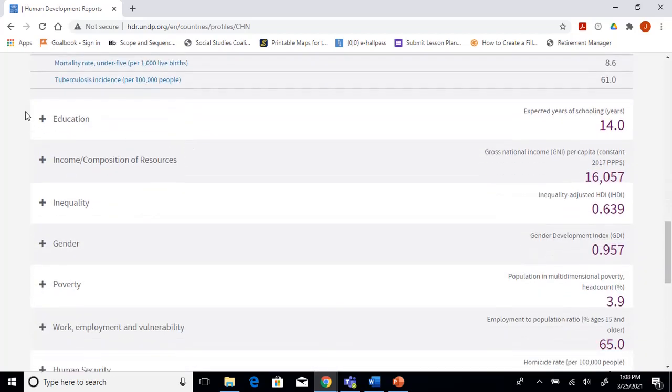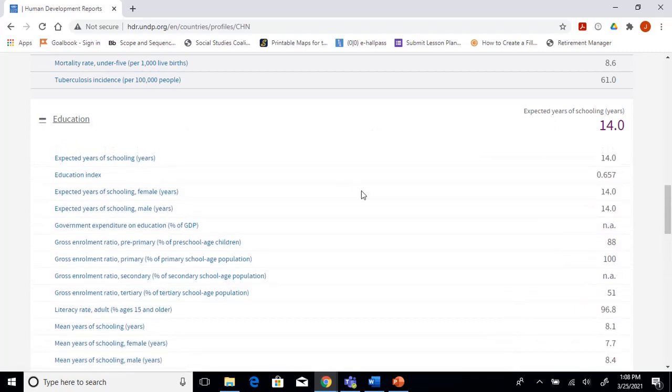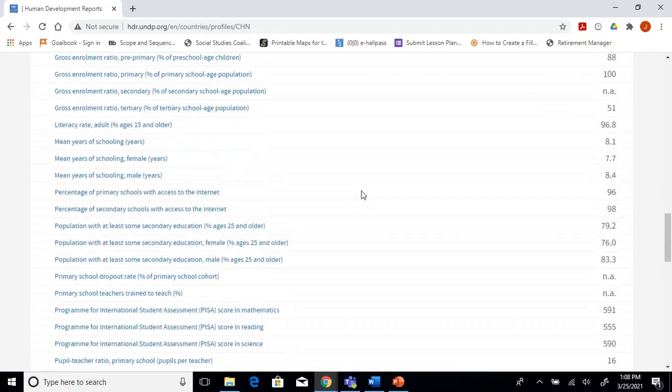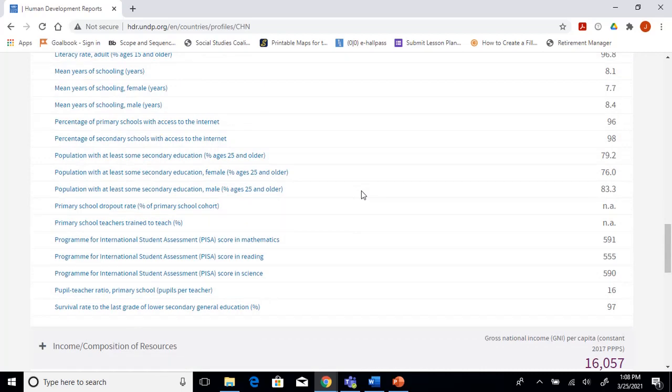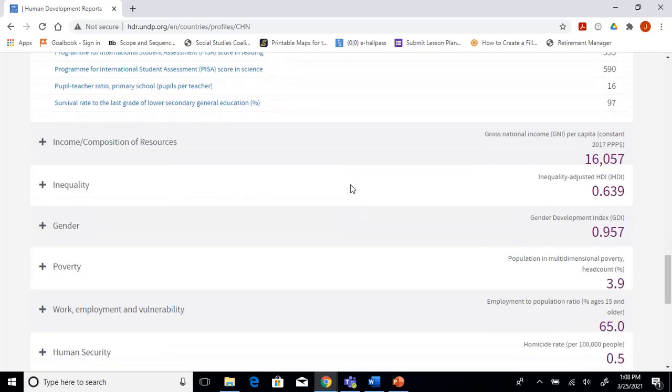The next thing you need to look up is education. This is expected years of schooling that you would have, and that number is 14 years. All right. And you can see some of the other information on here to learn a little bit more about what goes into that number.